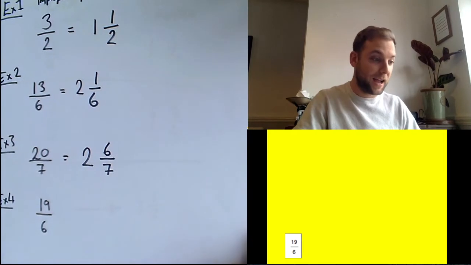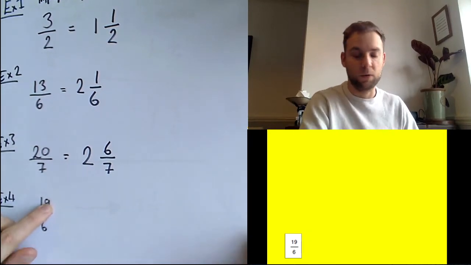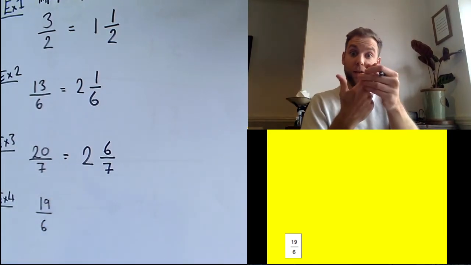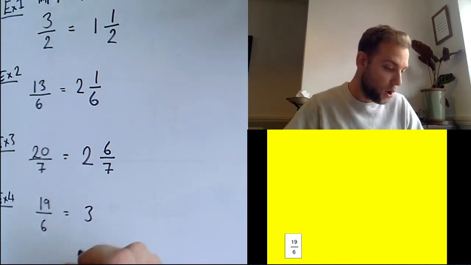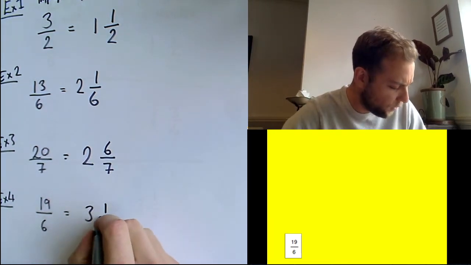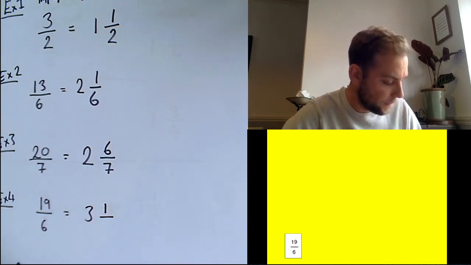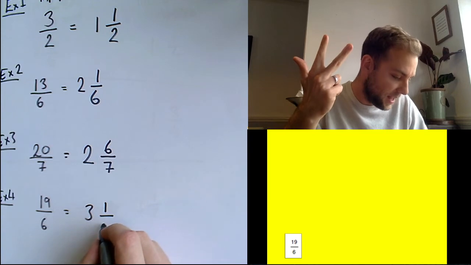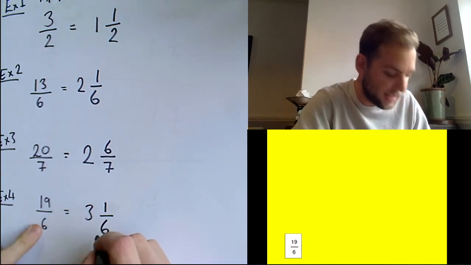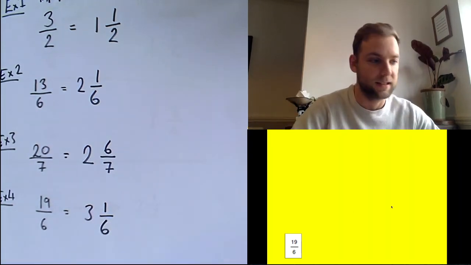So how many times does 6 go into 19? And what's left over? Well, 6, 12, 18, it goes in 3 times this time. And what's left over? Well, there's 1 left over from 18 to 19. So 6, 12, 18, yeah, 1 left over. 18, 19, and 1 out of the 6, because the denominator is the 6, and it's split into 6 parts.